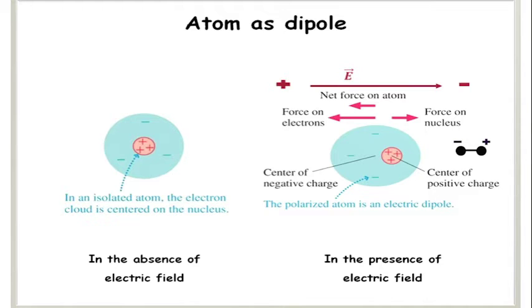In the first picture, you can see that in the absence of an electric field, the centers of negative charges and positive charges coincide. So that does not form a dipole. When is a dipole formed? When two opposite equal charges are separated by some distance, then a dipole is formed. As the centers of negative and positive charges coincide, that does not form a dipole, so the dipole moment is 0. But when does it form a dipole? When it is placed in the presence of an electric field.